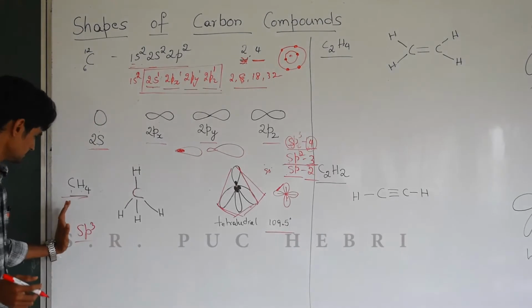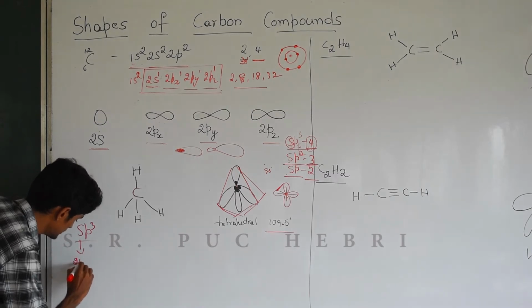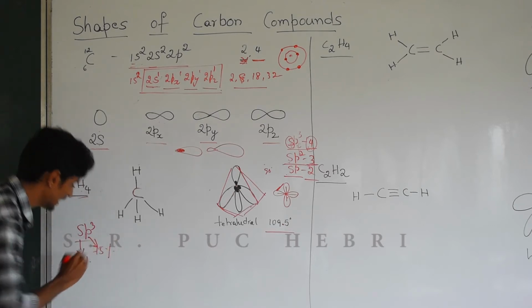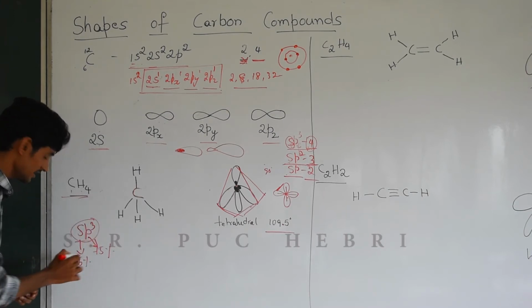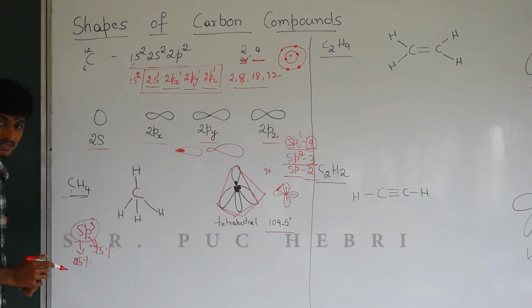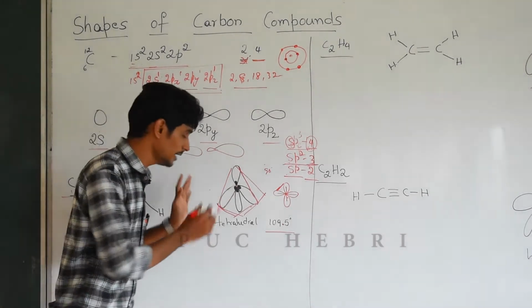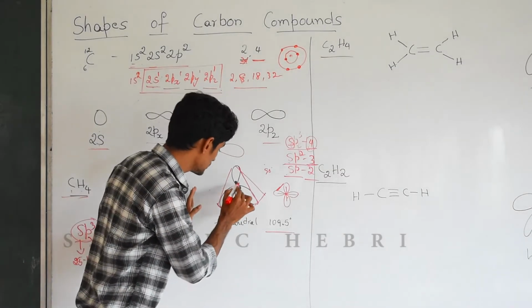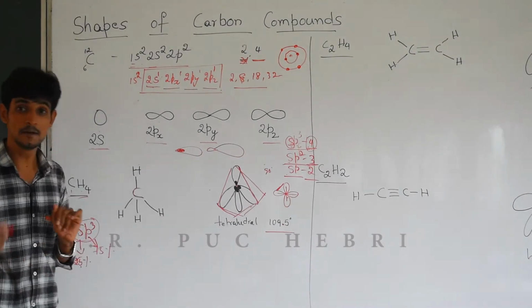Now here clearly observe, 25% is the s character and 75% is the p character, because out of four, one is the s orbital. The contribution of s is 1 and the contribution of p is 3. So that's why it is 25 and 75. The new hybrid orbital which is formed after the hybridization contains 25% s character and 75% p character.